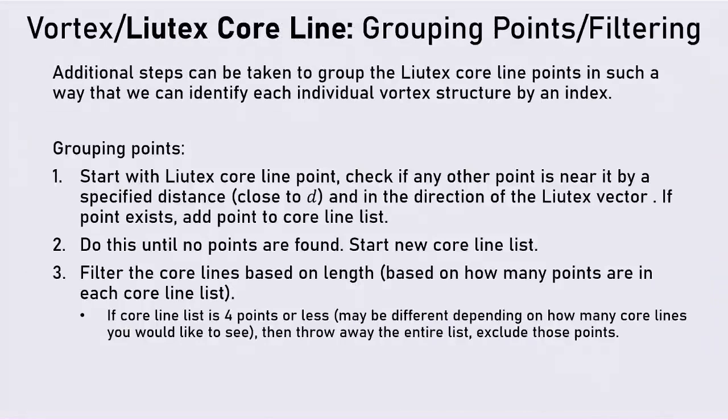Okay, on step 3, the bullet says if the core line list is 4 points or less, it may be different depending on how many core lines you would like to see and how short you would like to see, then throw that whole list away. So throw away the list with 1 point, throw away the list with 2 points, throw away the list with 3 points. They're too short, they're just little stragglers, and they need to be filtered out.